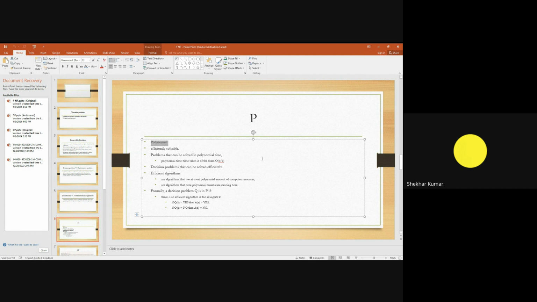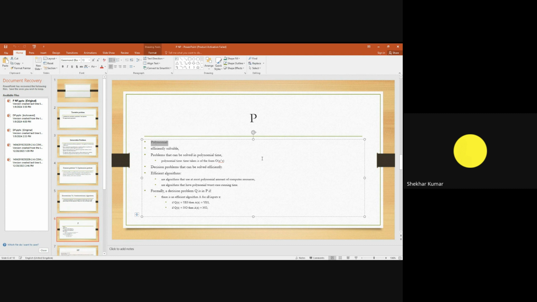So a problem is said to be polynomial if it can be solved in polynomial time using a deterministic algorithm. Then it is called a polynomial, P, algorithm. For example, linear search and binary search. So polynomial algorithms can be solved and verified in polynomial time; these are P problems.